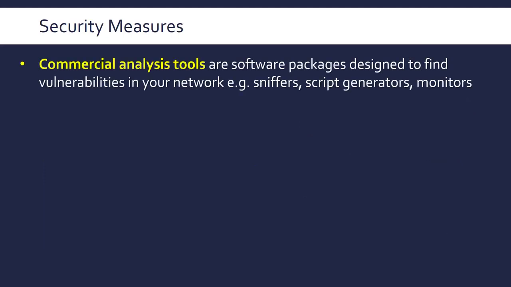Another list slide, I'm afraid, and we need to talk about some more security measures. First of all, you can get commercial analysis tools, software packages basically, and you can get some free ones as well, designed to find vulnerabilities in your network. Some types of these are sniffers, which sniff packets like eavesdroppers. They can allow you to see packets going through your network.